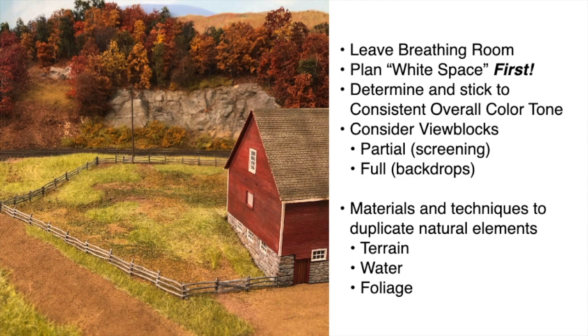I consider view blocks, like partial view blocks such as screenings. Trees are great for that, especially if you model an area like New England where there's plenty of trees. Or you could also do full view blocks, which are essentially backdrops. Then I consider the materials and techniques to duplicate natural elements.